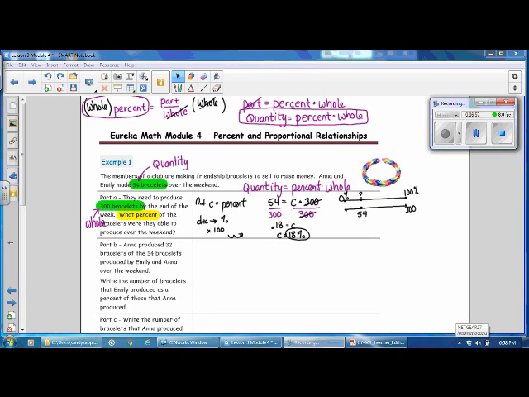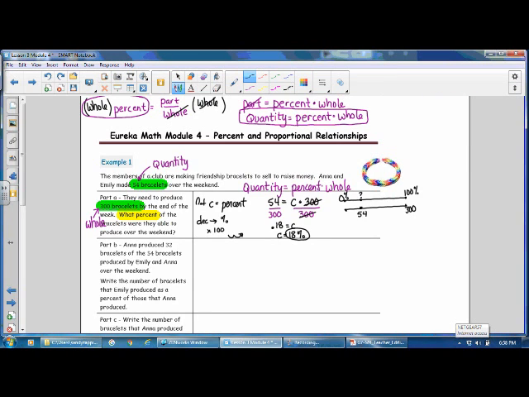So I take my 300 bracelets and I divide that by 100 right here. 300 divided by 100, and that gives me 3. What that means is that 1% represents 3 bracelets. 100% represents 300 bracelets. So if I divide 300 by 100, that gives me 3. What that means is that 3 bracelets represents 1%. So then I want to know how many 3's are there here between 0 and 54. So then I do 54 divided by 3, and that gives me 18, and that is the 18%.